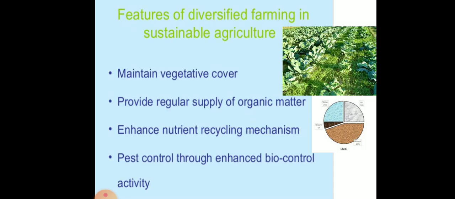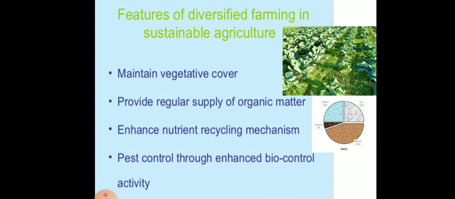So, features of diversified farming in sustainable agriculture. You are to maintain the vegetative cover. Ibig sabihin ng maintain the vegetative cover, you need to protect your soil. You need to maintain the fertility of your soil, or improve or enhance its fertility, by having a vegetative cover. Like for example, in that image, you consider a vegetable crop, but it has a cover. It has vegetation along the plots in order to avoid leaching, erosion, and loss of moisture.